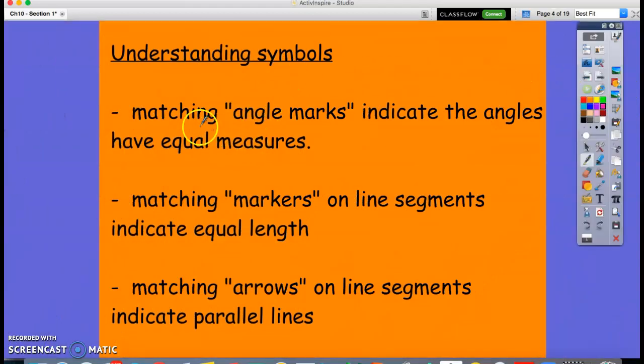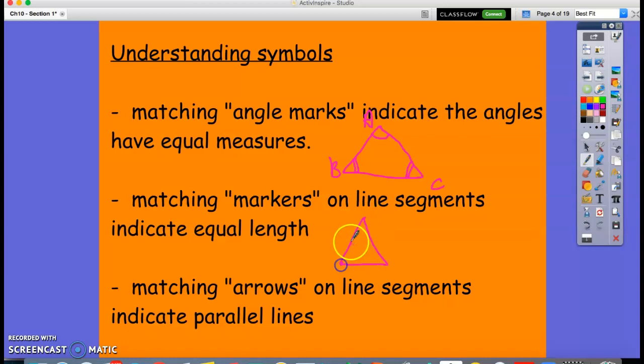So, understanding the symbols. If you have a triangle ABC, and these two sides have the matching marks, the two lines, that means these two angles are the same. This one is different, angle A is different. These are the matching markers on the line segments.